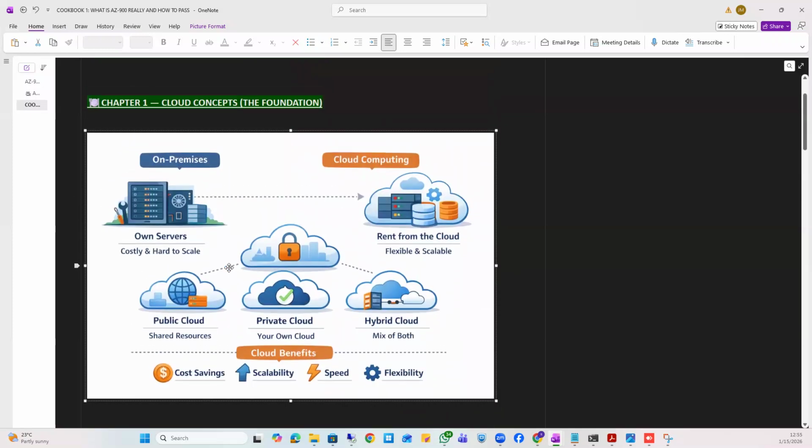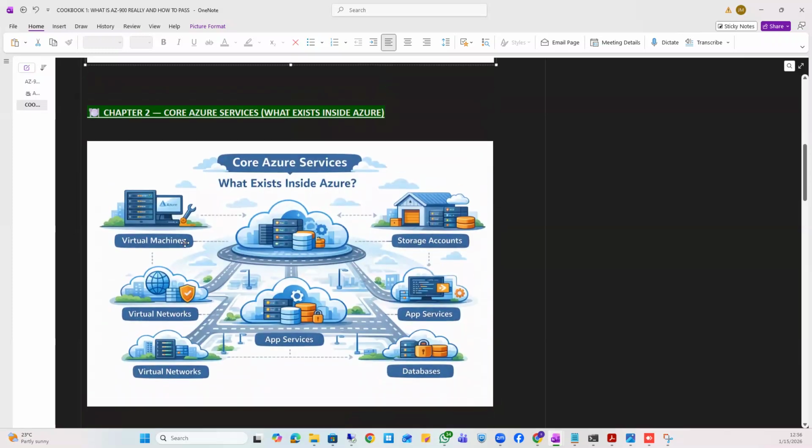Now, you have public cloud, that is your Azure, your AWS, everything like that. Then you have your private cloud, which is companies that provide cloud but privately, not public. Then you have something called hybrid cloud, which is a mix of on-premise hosting and cloud hosting. Companies migrating to the cloud will have a hybrid existence. Now, when we move to chapter number 2, which covers Azure services, these are basically the services that you get to find in Azure.